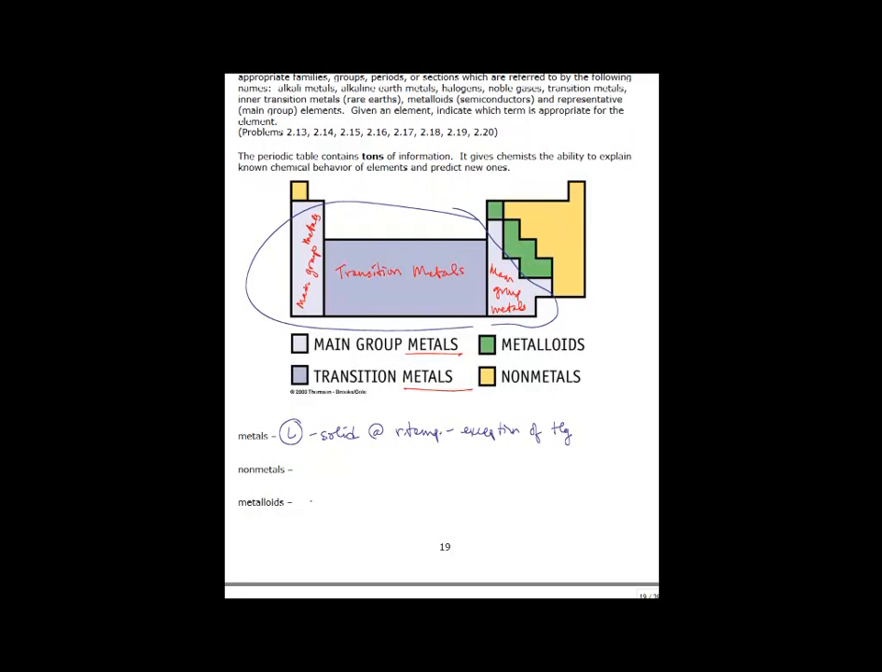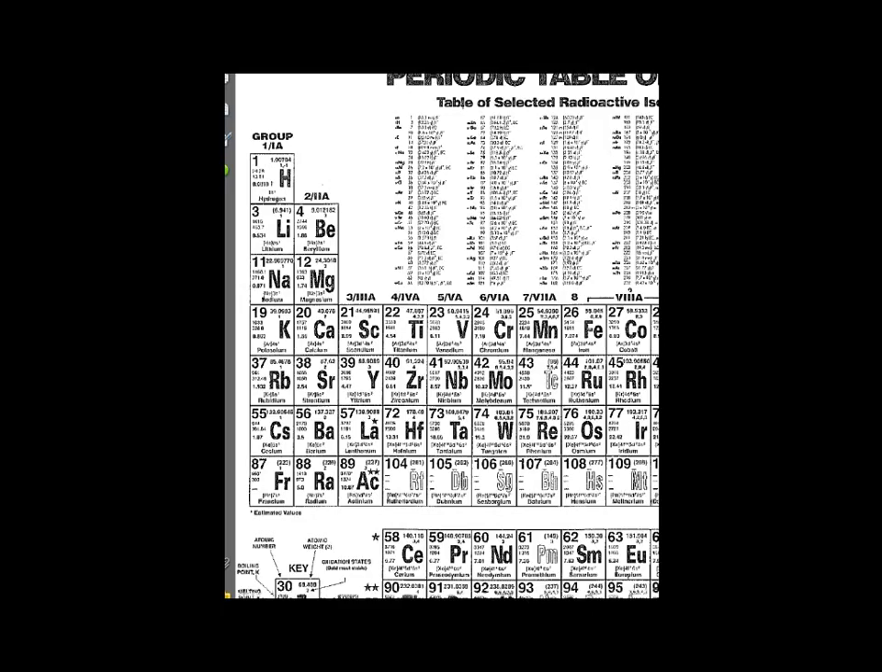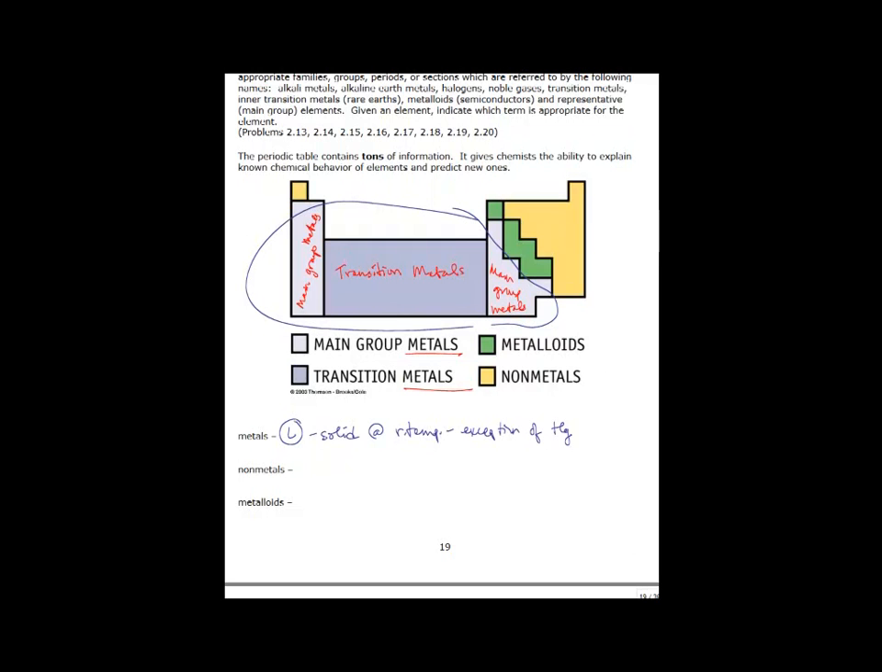Now, if you look on your periodic table, the states of these elements are indicated by the colors, and the key is, let me zoom in on this key. Right here. So I knew that mercury was not a solid because the color blue indicates that it's a liquid. So that's a handy thing about this periodic table.